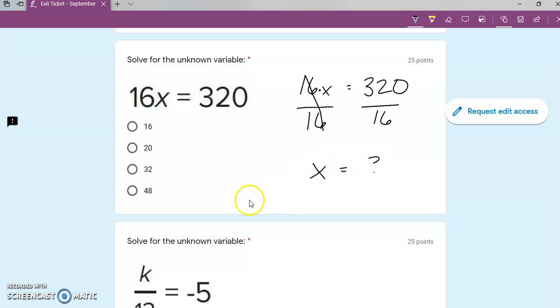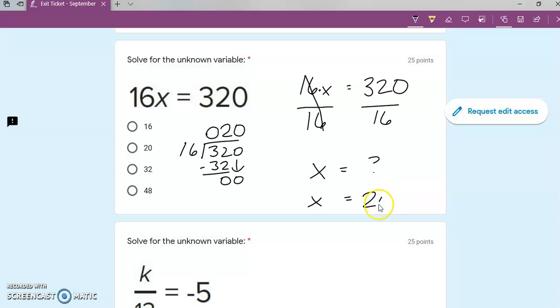Now to divide 320 divided by 16, 16 goes on the outside, 320 goes on the inside, because it's top, inside, bottom, outside. 16 goes into 3 0 times. 16 goes into 32 2 times, and that's 32. And then we have a 0 left over, so 16 goes into 0 0 times. And so our answer should be x is equal to 20. So it would be letter B, the second answer choice right there.